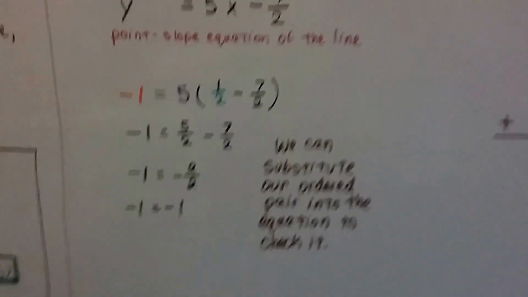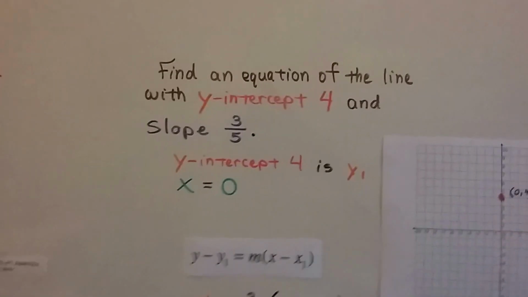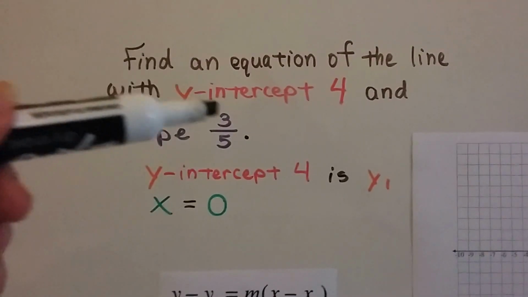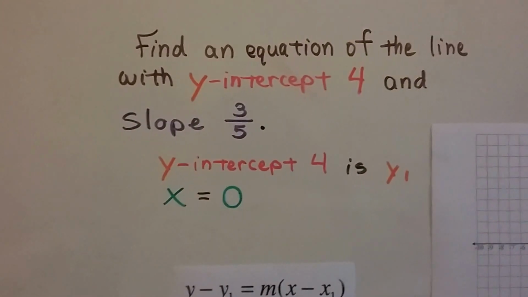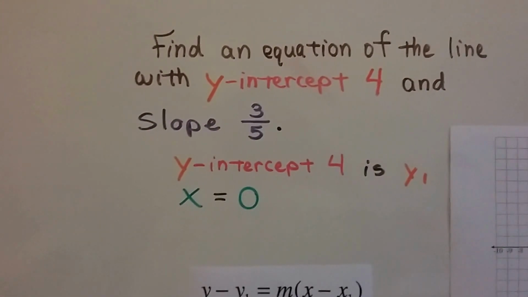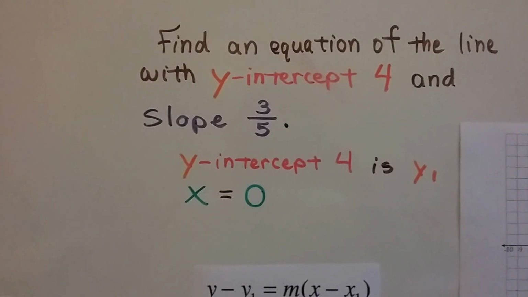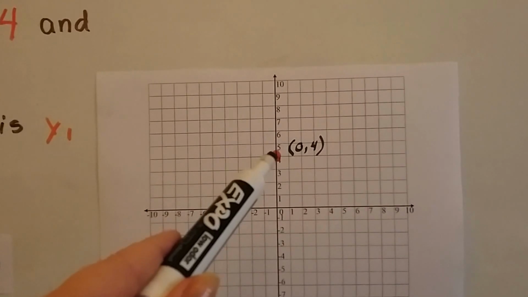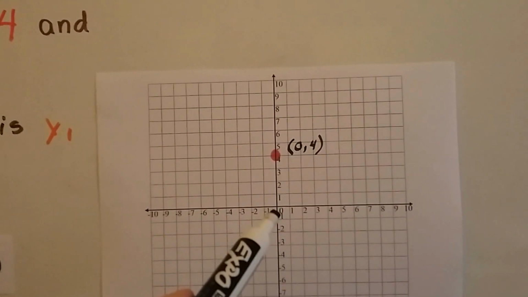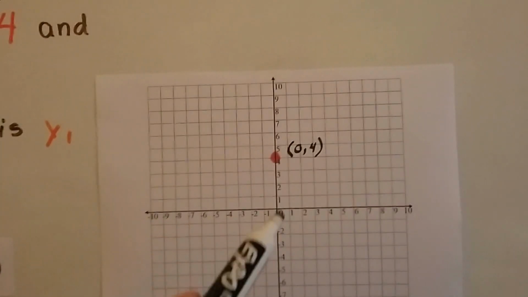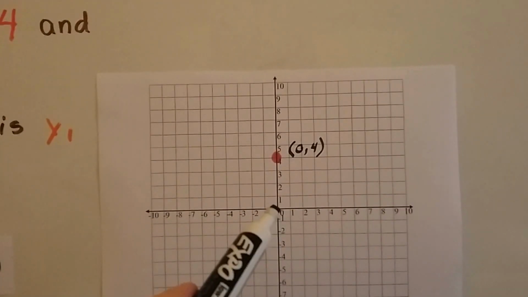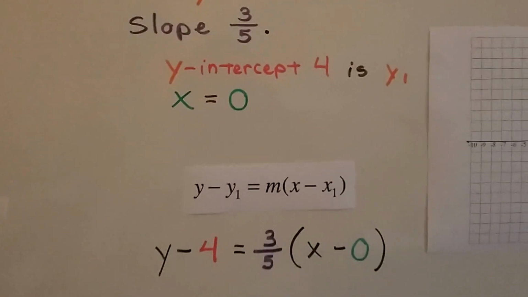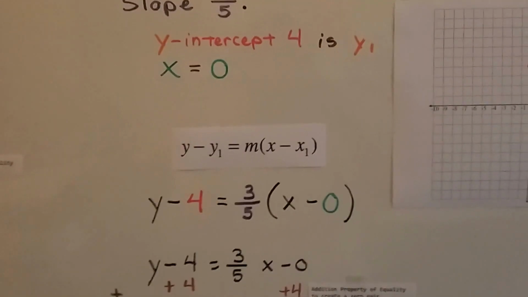There we go. All right, we can find an equation of a line with a y-intercept 4 and a slope 3/5. So that would be our rise over our run, wouldn't it? So our y-intercept 4 is the y1 value, and x is going to be at 0. If the y-intercept is at 4, well, it's an intercept, isn't it? So that means it's on the y-axis. So we know x is at 0. So we're going to use those as our coordinates, as our ordered pair.